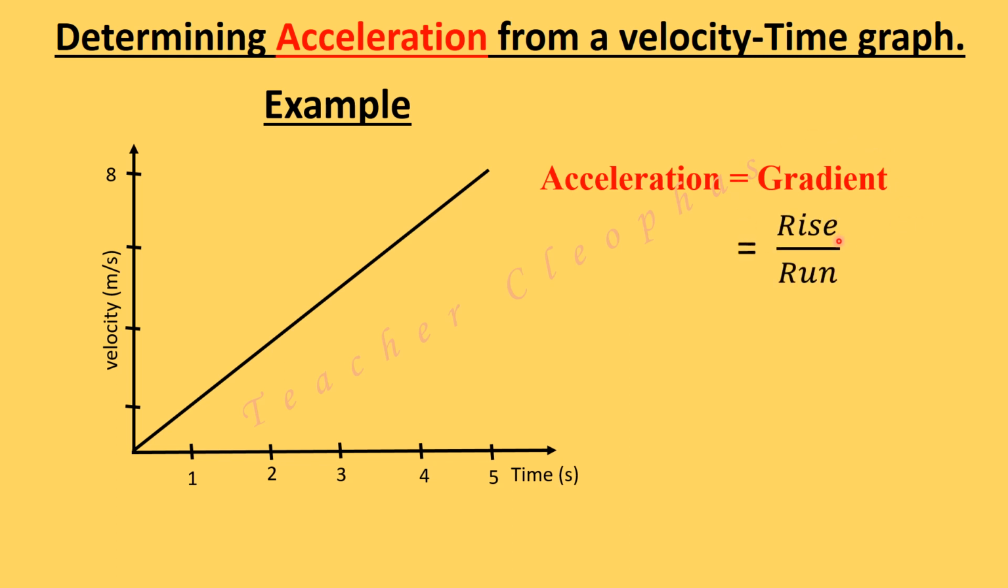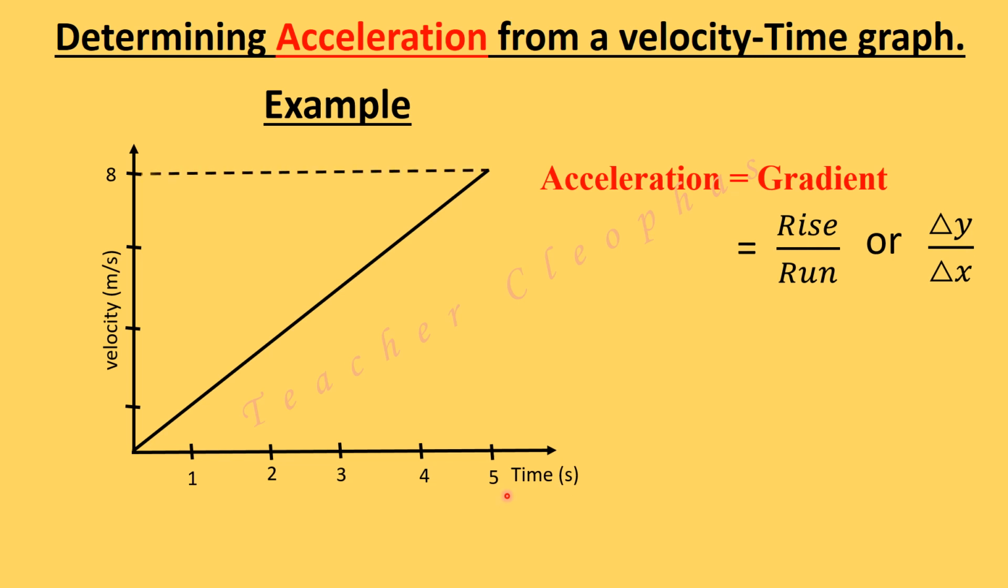Gradient equals rise over the run, or the change in y over the change in x-axis. This change in y-axis is simply the change in velocity, and the change in x-axis is basically the change in time. So what is the change in y, or what is the rise? Let us get the rise.